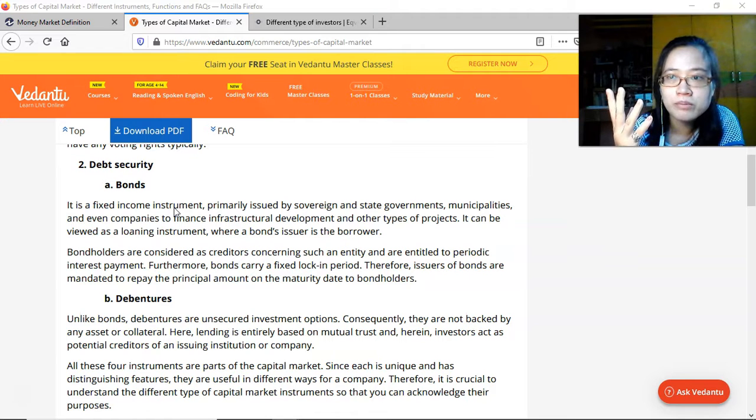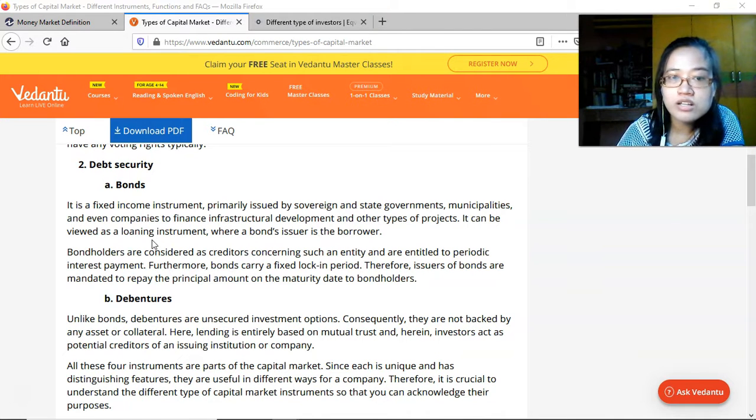Let's say you acquired bonds for 1 million pesos. 5 taon mo siyang hahawakan, tapos 12% annually. So, every year, may matatanggap kang 12% nung 1 million. Okay? Tapos, after 5 years, yung maturity period, matatanggap mo ulit yung 1 million mo. Okay? So, ganon. Ini-issue siya ng government at ng private corporations to finance infrastructural development and other types of projects.